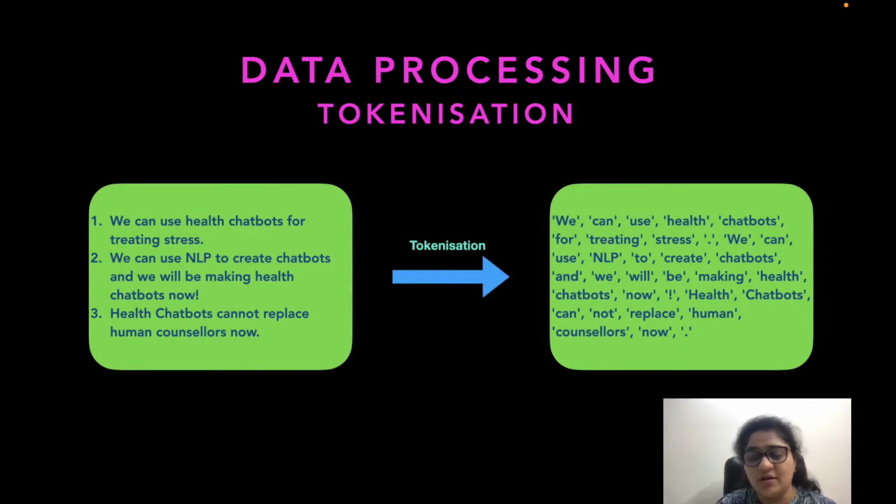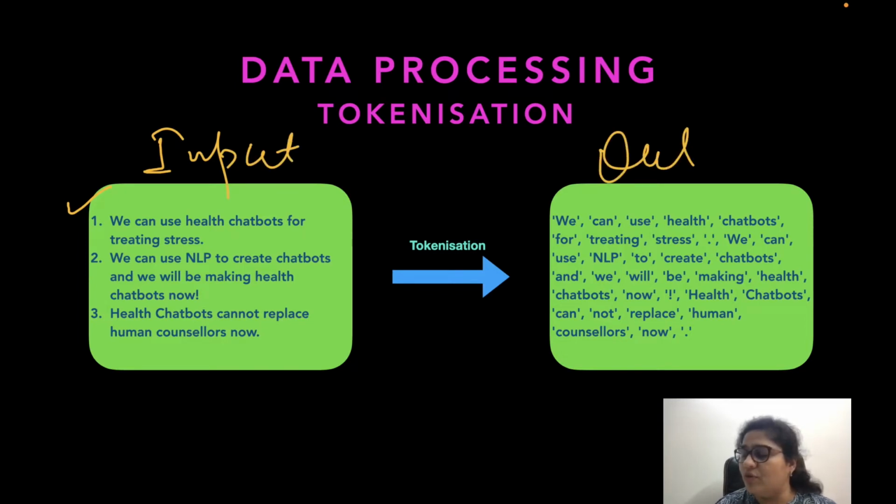This is what we have got after sentence segmentation. It is now acting as an input for tokenization, and we will see the output of the tokenization step. After sentence segmentation, we have got all separate sentences like this, and now those sentences are divided into tokens. What tokens do we get from the first sentence? What all can be the tokens? We can use health chatbots for treating stress, full stop.